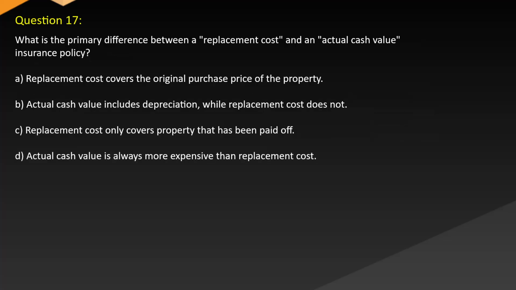Question 17. What is the primary difference between a replacement cost and an actual cash value insurance policy? A. Replacement cost covers the original purchase price of the property. B. Actual cash value includes depreciation, while replacement cost does not. C. Replacement cost only covers property that has been paid off. D. Actual cash value is always more expensive than replacement cost.